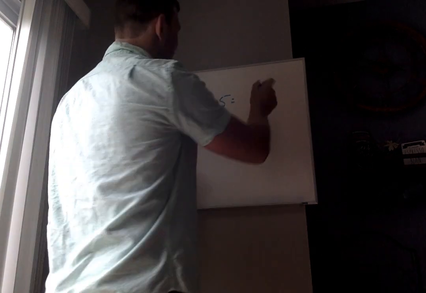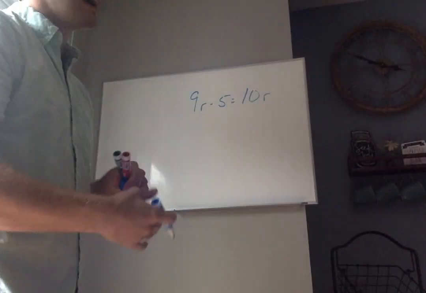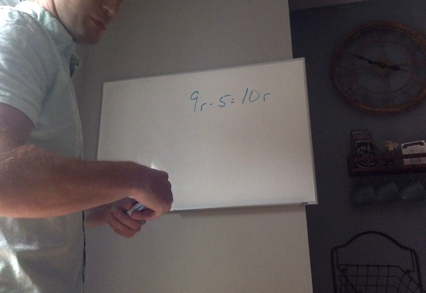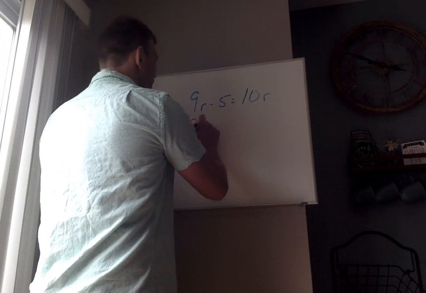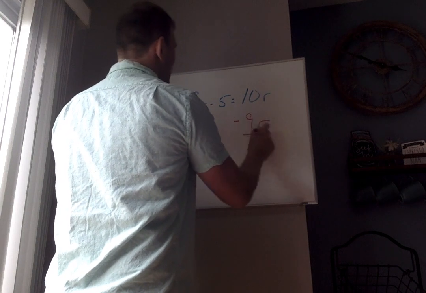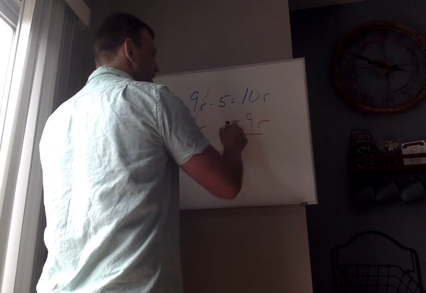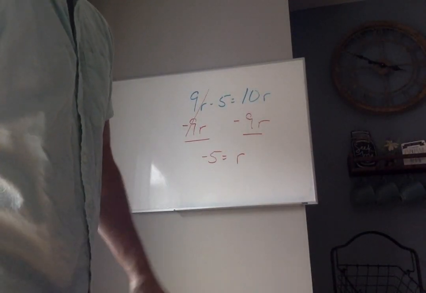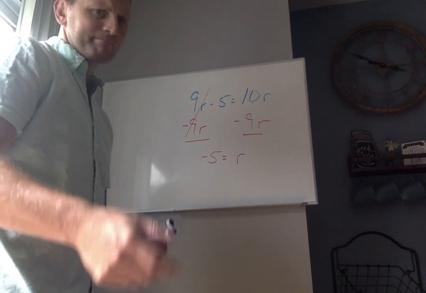Okay, so the next one is 9r minus 5 equals 10r. This is one of those problems where most people deal with the variable on the left, but it's way easier if you put the variables on the right. So I'm going to subtract 9r, and I get negative 5 equals 10 minus 9, which is 1, so I just have r. Notice it says negative 5 equals r, and we're done. It's nice and easy.